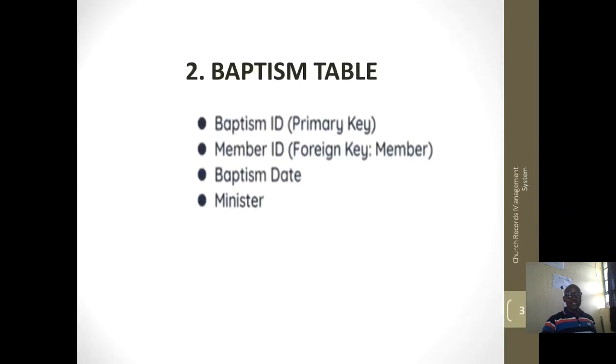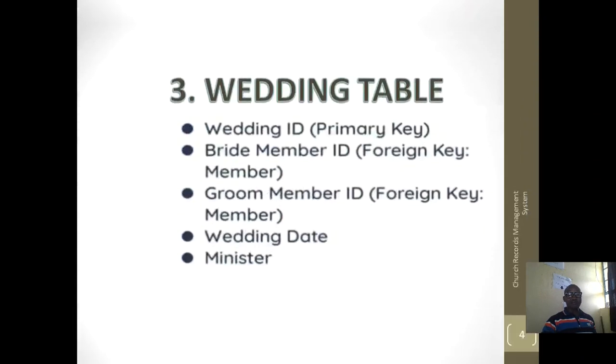Then guys, we shall have the baptism table, where we shall have the baptism ID as the primary key, the member ID, now gotten from the members table as the foreign key, also the baptism date and the person who anointed or who did it, that is the minister.